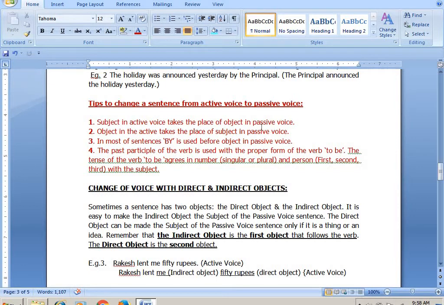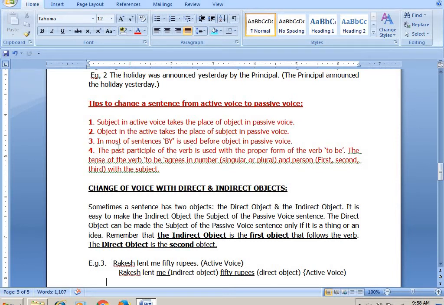Rama washed the car; the car was washed by Rama. You remember that first example, no? Now, the object in the active voice takes the place of the subject in passive voice. Again, I have shown you through the arrow. We have seen it through the arrow in the previous example.